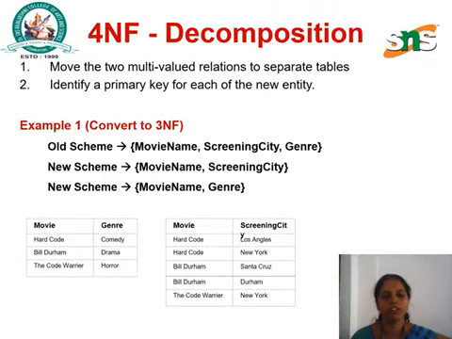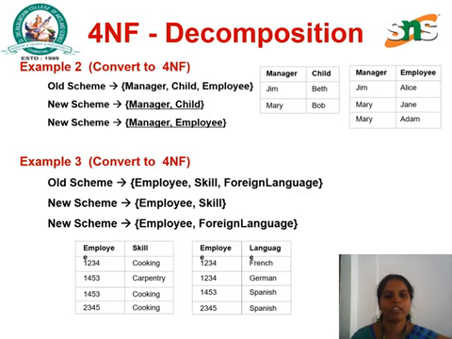For fourth normal form decomposition, move the two multi-valued relations to separate tables and identify a primary key for each of the new entities. So this is the decomposition of fourth normal form, and this is the example of fourth normal form.